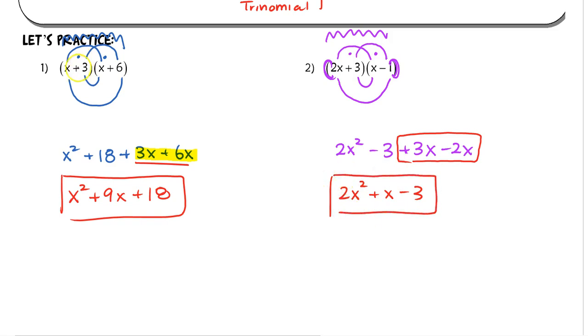So again, we had two binomials that we multiplied, and we ended up with a trinomial. So we start off with two binomials, we multiply them together, and we get a trinomial. Doesn't happen every single time, but with a lot of the problems that we're going to practice, we're going to always get trinomials. Not always, but a lot of the time.